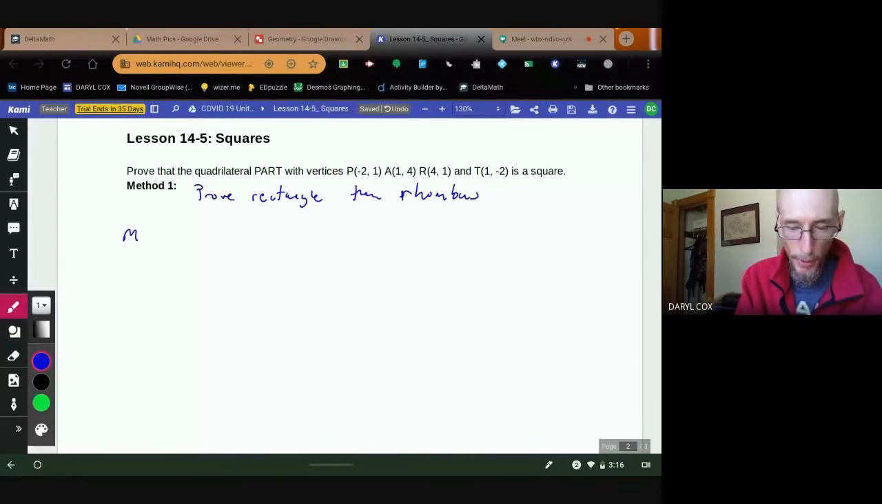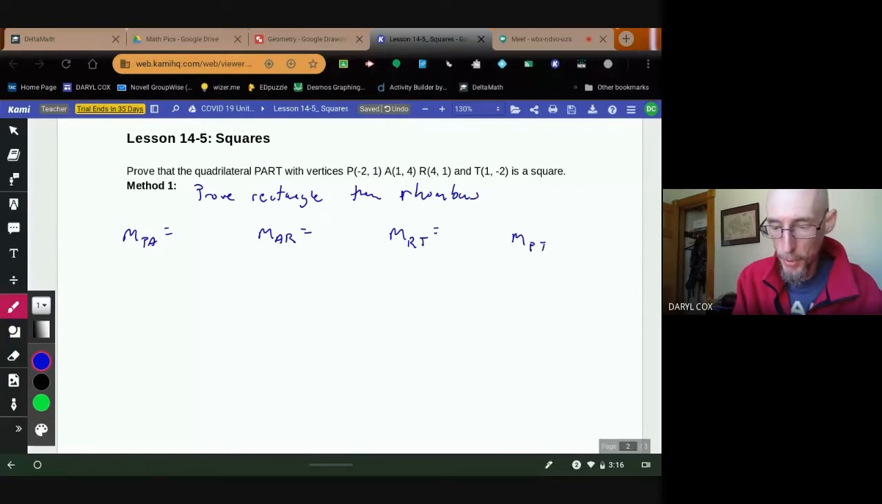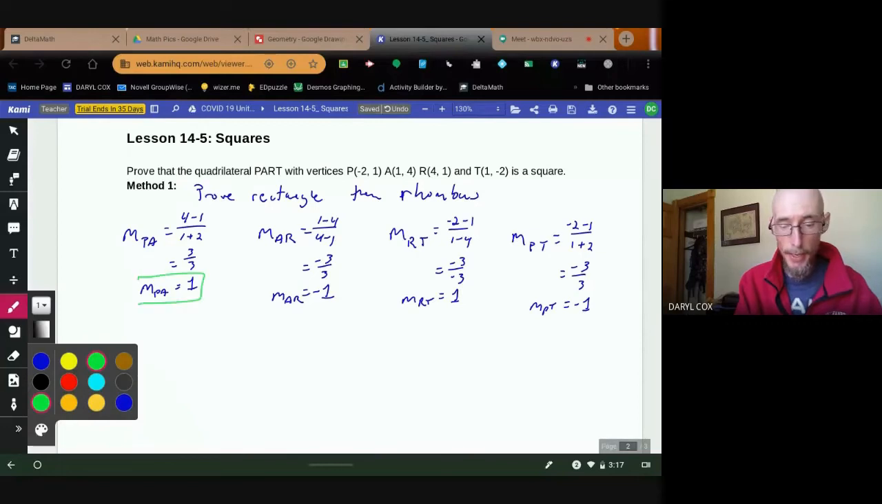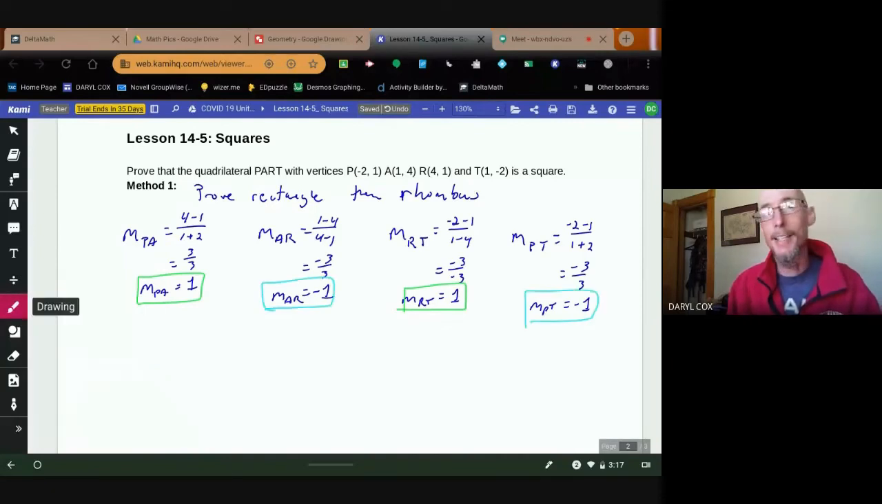So the slope of PA, the slope of AR, the slope of RT, and the slope of PT. Calculate those four slopes. We'll come back and do the next part of this. Go for it. Okay, so you've got all four slopes. Let's see what we know about this. I see that PA and RT have the same slope. I see that AR and PT have the same slopes. Since I have the same slopes, what do we know this figure is?